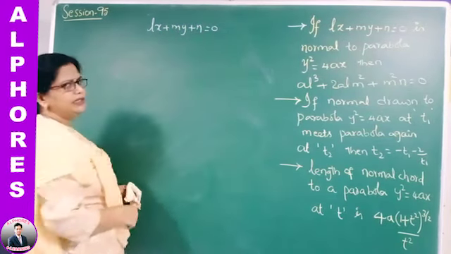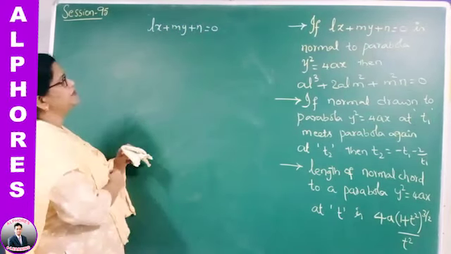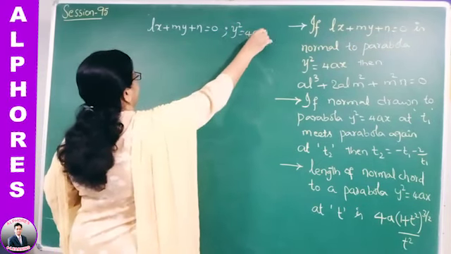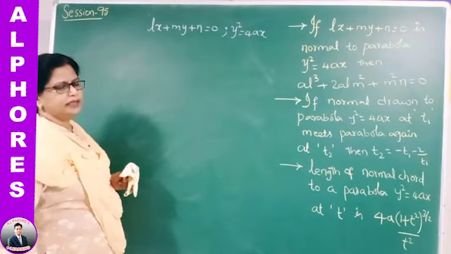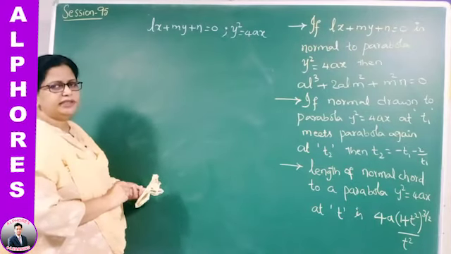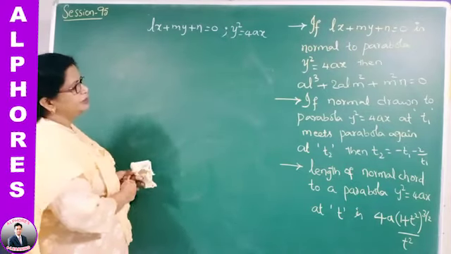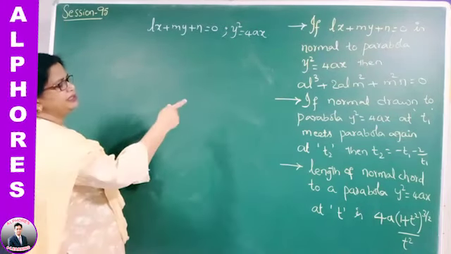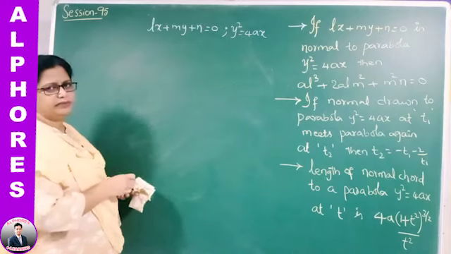Okay, if a line is given, now the question is: what is the condition that this line is a normal to the parabola y square equal to 4ax? Let us see how you get it. It is just only 3 to 4 lines, and whatever the parabola given, you can make use of the formula. If this is the standard form and you remember it, it is well and good.